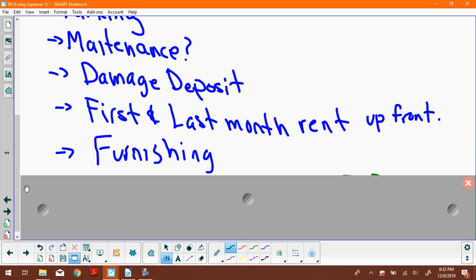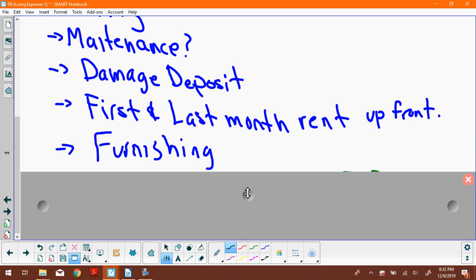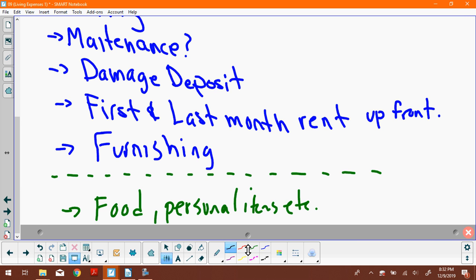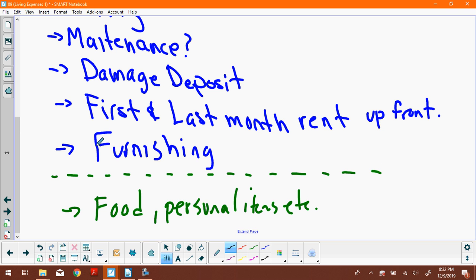You may have to provide your own furnishing, and if you don't have any of your own, that's going to cost you a little bit. And then there's just the day-to-day cost of living, your food, personal items, things like that.